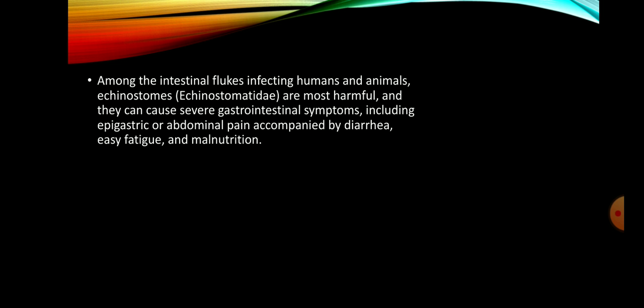Echinostomes are branded as the most harmful among other intestinal flukes infecting humans and animals. Severe gastrointestinal symptoms, including epigastric or abdominal pain accompanied by diarrhea, easy fatigue, and malnutrition, are caused by echinostomes.